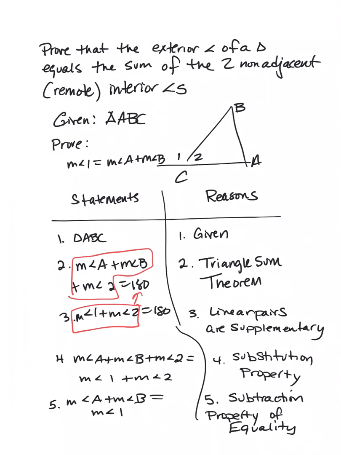And that's it. We have proven what we set out to prove, that this angle, this exterior angle, equals the sum of these two non-adjacent interior angles. And it comes really in handy, as I showed you in class, right? So quod est demonstratum.